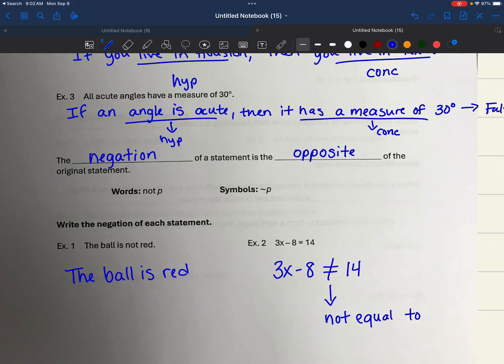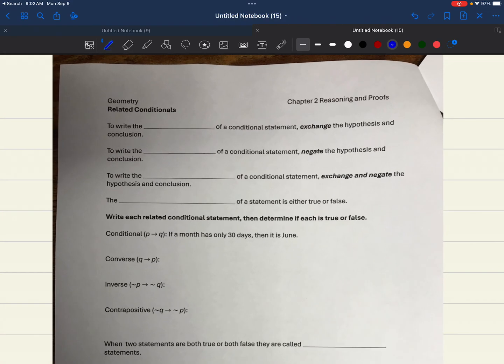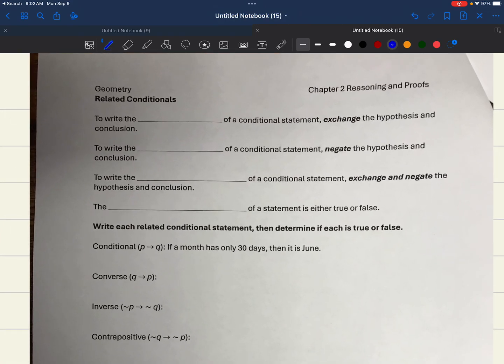Right? This symbol with a line through it means not equal to. Okay? All right. Let's look through the back page. These always get a little bit confusing, so we're going to work through them together.